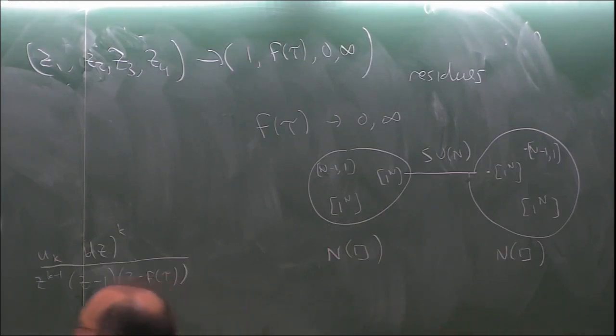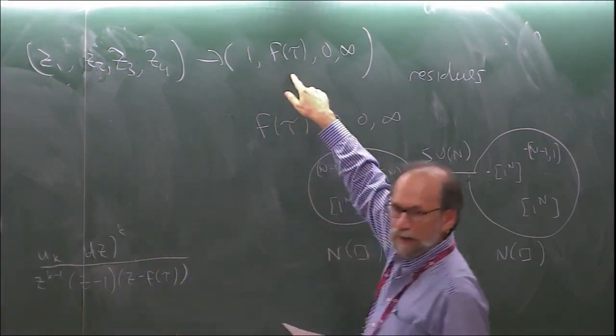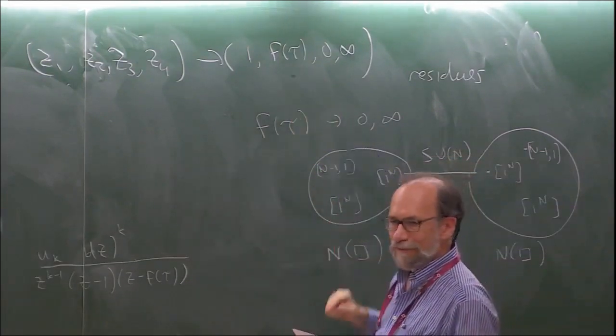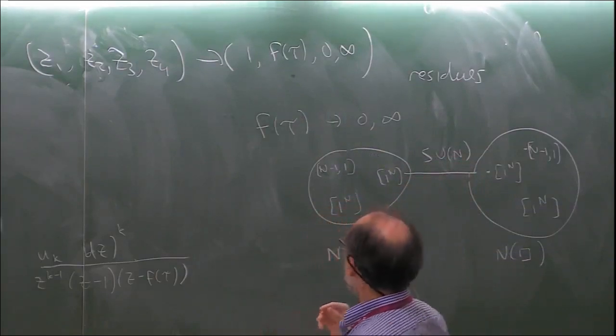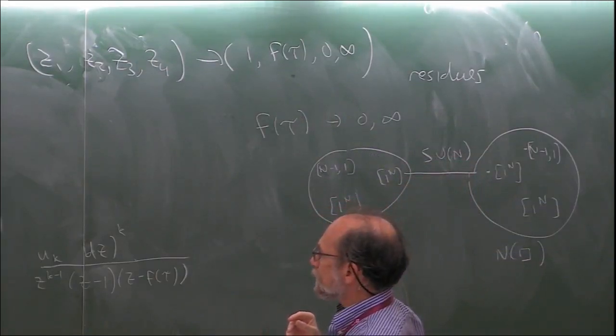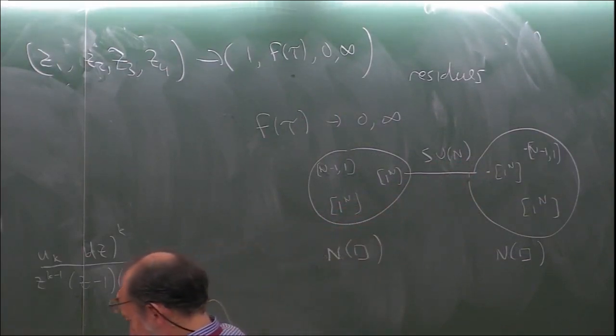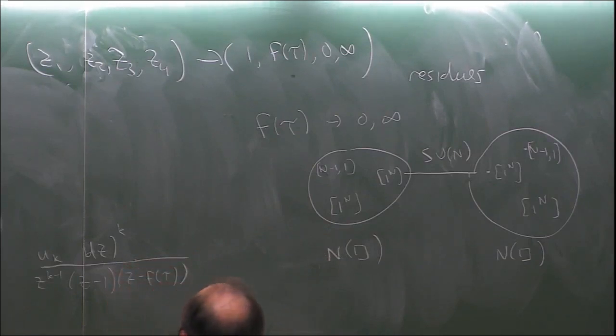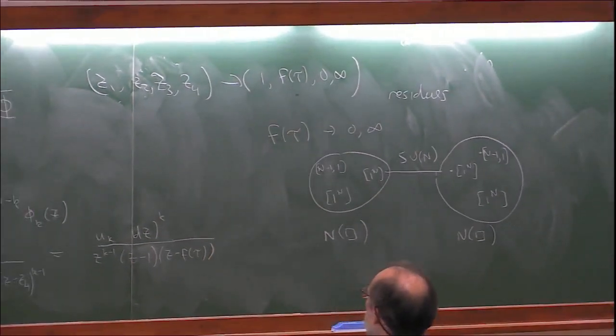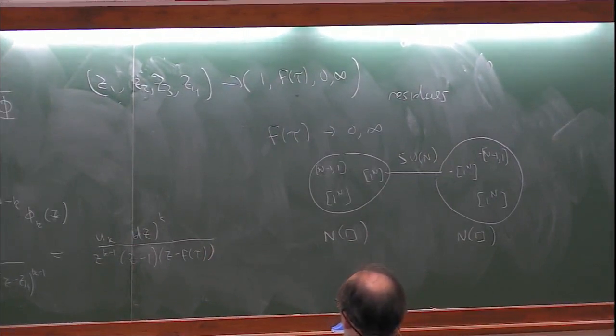F of tau is the cross ratio, which in this language is just Z2. I'm not sure I copied this. Did I write this right? Let me see, make sure I wrote this right. Yeah, no, I think I wrote this right. I think it's Z2. I'm pretty sure it's Z2.